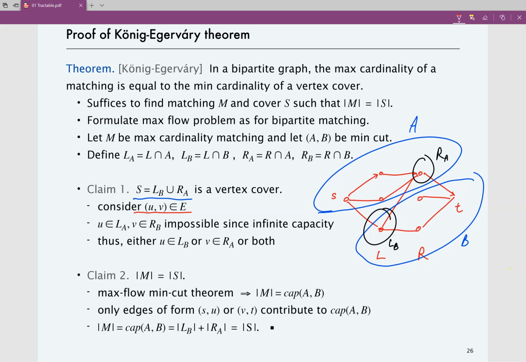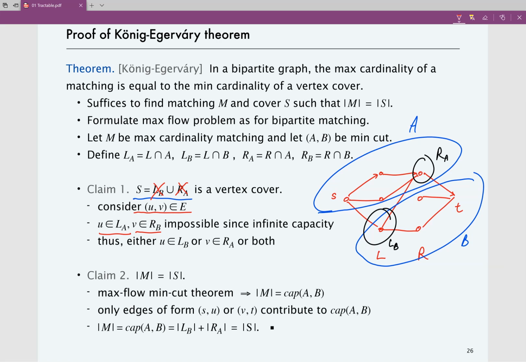In fact, the only way for UV not to be covered by S is if U belongs to LA, then it's not covered by LB, and if V also belongs to RB, then it's not covered by RA. So if both of these are true, U in LA and V in RB, then UV would not be covered. However, it's actually impossible for U to be in LA and V to be in RB.